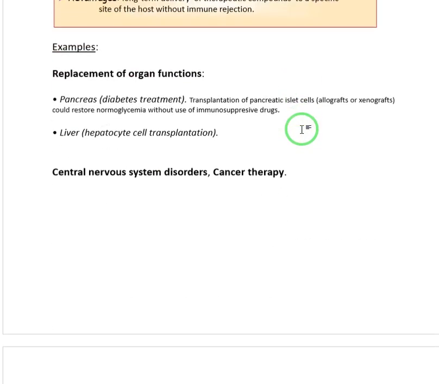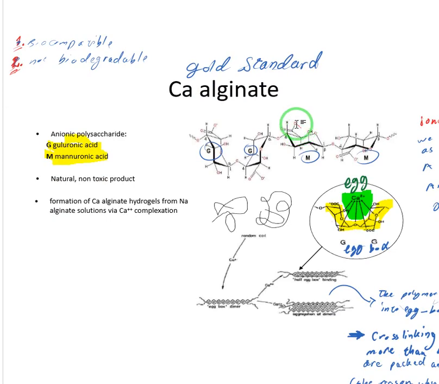But what is the best gel that can be used for cell encapsulation? Well, calcium alginate is known as the gold standard for encapsulating cells. And what is alginate? Alginate is an anionic polysaccharide which contains glucuronic and muronic acids, and they are negatively charged. In the presence of a cation such as sodium, only one polysaccharide will be connected to this sodium because it is a monovalent cation. But if we introduce calcium as a divalent cation, the self-assembly of these polysaccharides will form the gel.